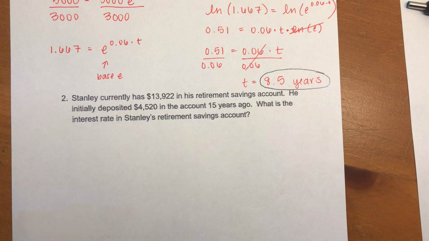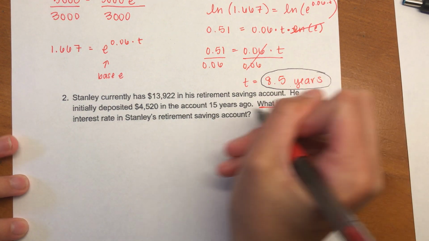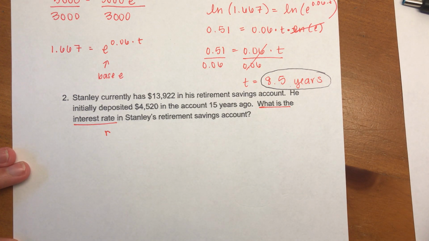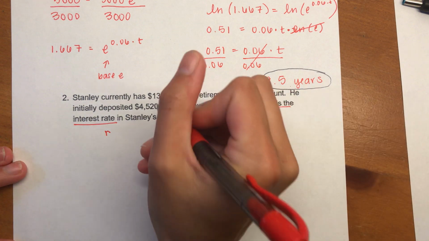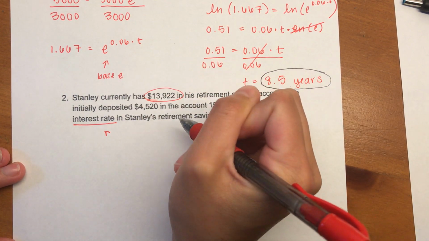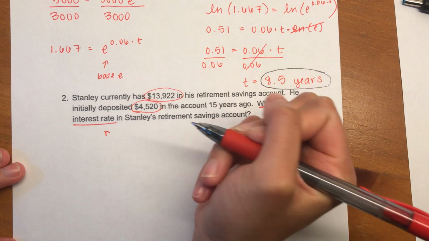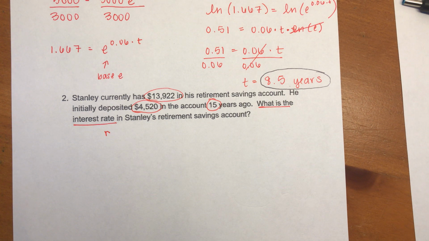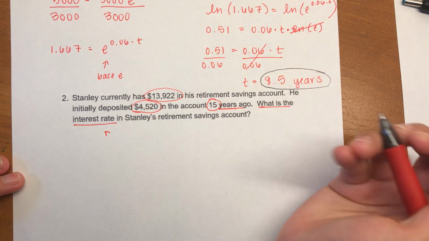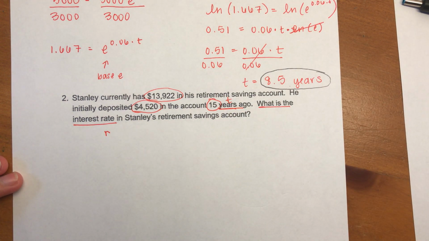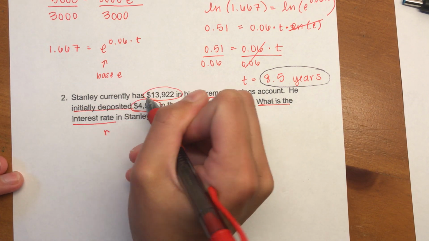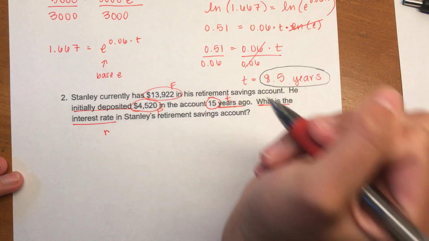Okay, so let's underline my question. They say, what is the interest rate? So that's R. So we need to be solving for R probably here. Let me circle my other numbers. I've got 13,922 and 4,520 and 15 years ago. Okay, so let's look for keywords. So 15 years, 15's got to be time, T. Then initial deposit, that's got to be P. And if he's currently got this, that's got to be our final.